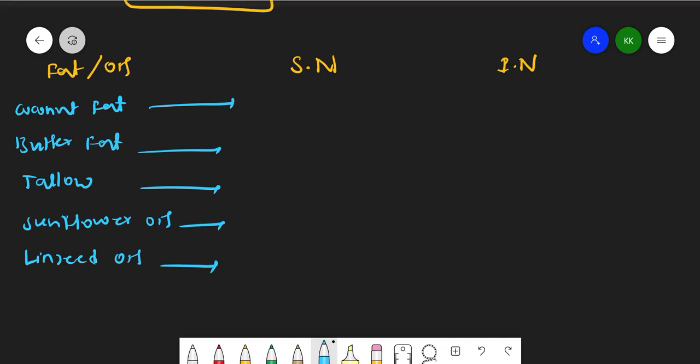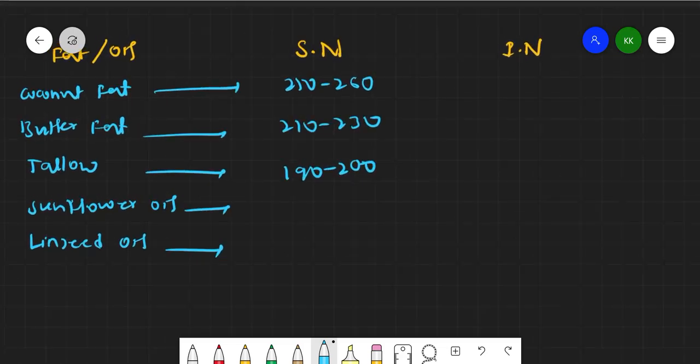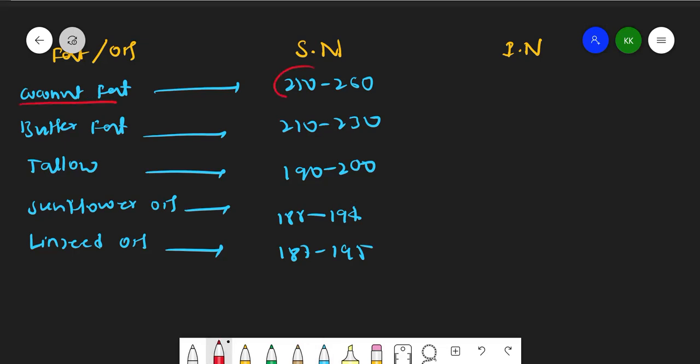And just see their respective saponification values. For coconut fat the saponification number is 250 to 260, whereas for butter fat it is 210 to 230, and tallow it is 190 to 200. Sunflower oil is 188 to 194, and linseed oil is 187 to 195, right? So coconut fat has the greater saponification number, and linseed oil has the smaller saponification number, that is 187 to 195.